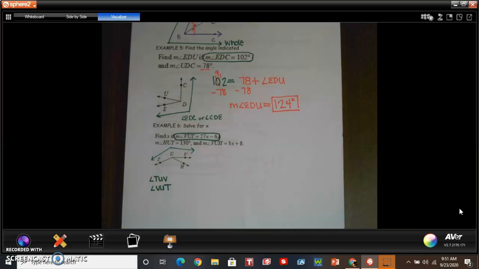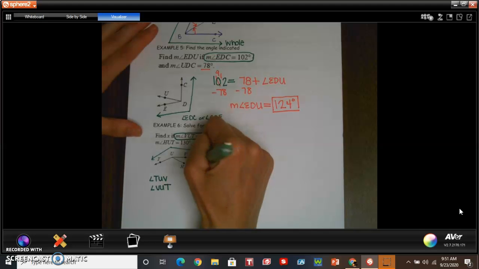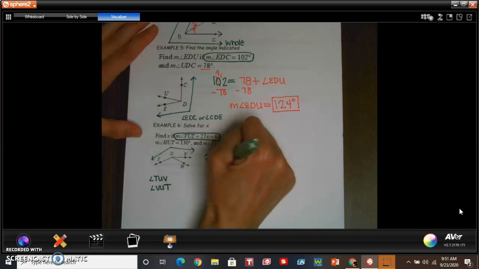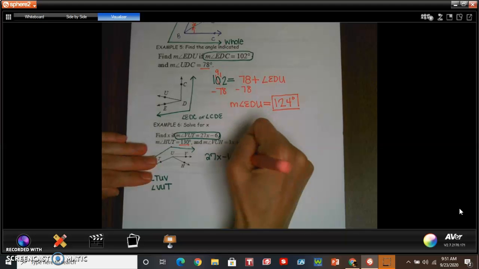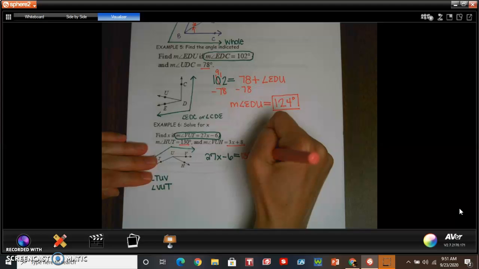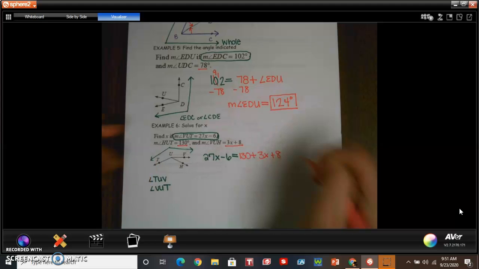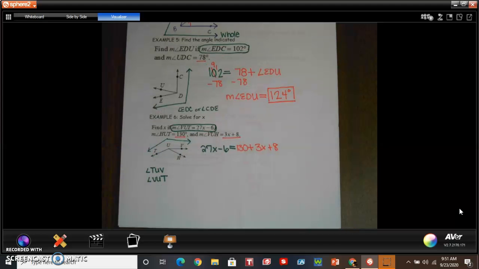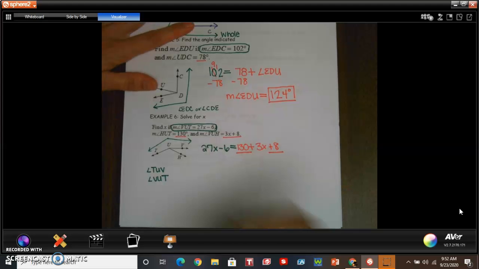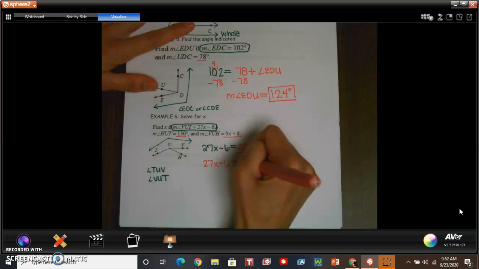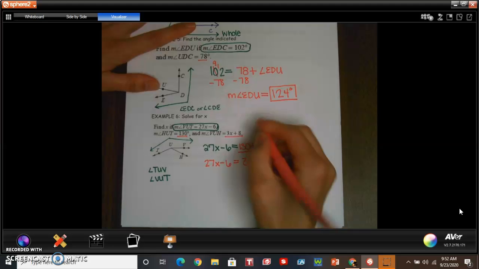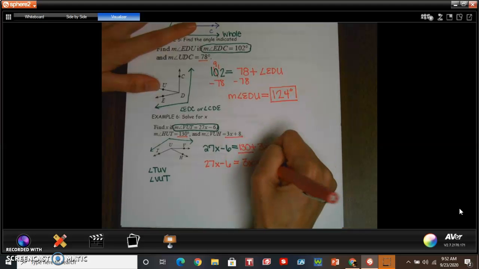It's not always going to be the first thing. Sometimes it could be the last thing. So this is what everything is equal to. So 27x minus 6 is equal to, now the other bit of information we know, 130 plus 3x plus 8. Okay, just like with our segment addition, we need to simplify before we can solve. So I see we have some like terms over here. So I still have 27x minus 6 equals 3x, and then 130 plus 8 is 138.